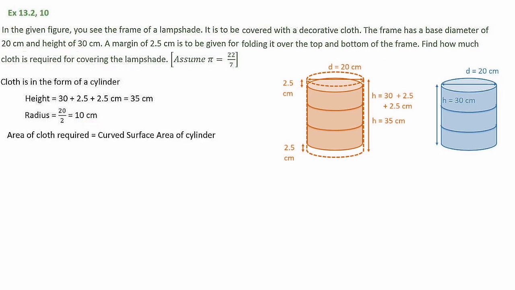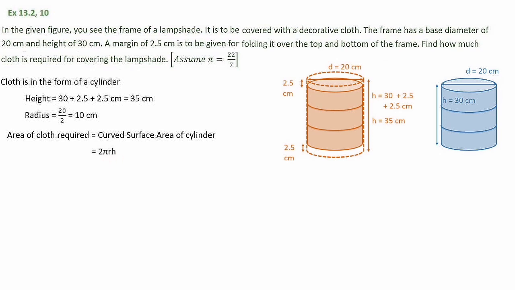Here, area of cloth required is equal to curved surface area of cylinder, because we are covering the covered portion only. So covered portion means curved surface area of cylinder.